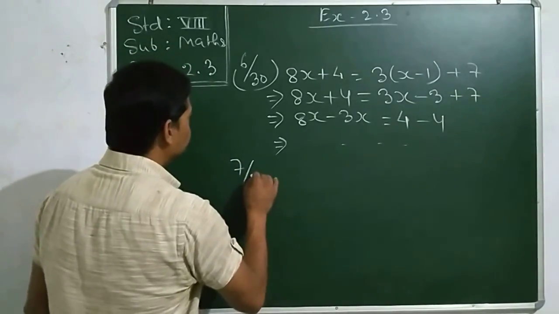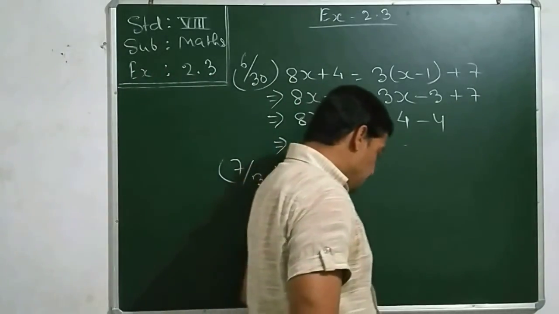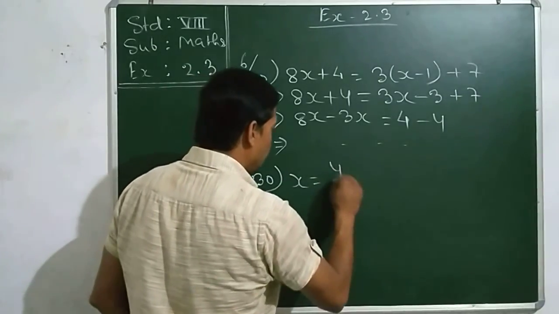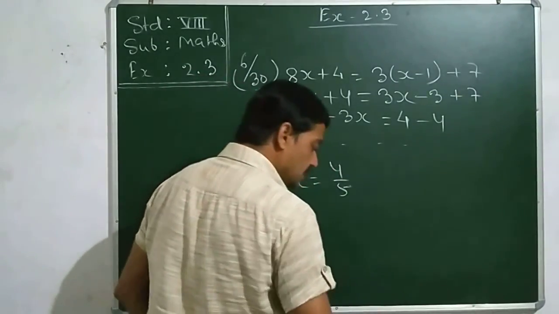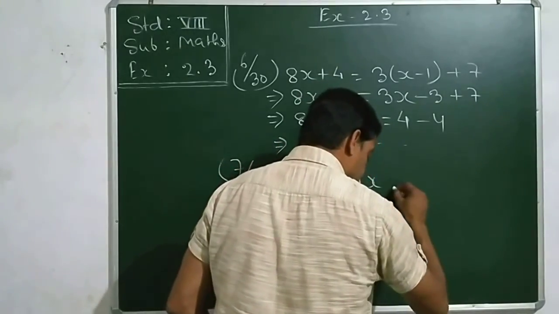You will find it. Come to number 7. In the number 7 sum, it is x equal to 4 by 5 within brackets x plus 10.